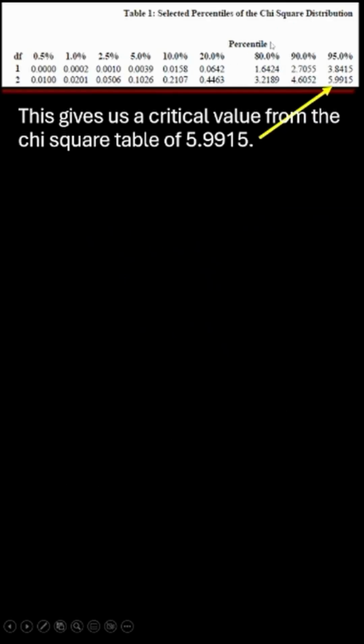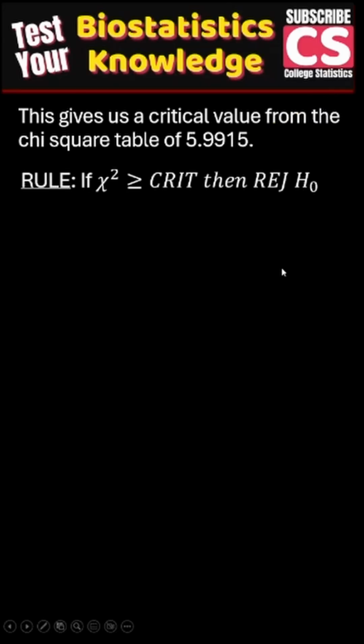So here is a screenshot of the table from the back of the book. DF stands for degrees of freedom, and we look for 2 degrees of freedom under the null hypothesis, and the 95 is the 95th percentile. So 2 degrees of freedom, 95th percentile is 5.9915.